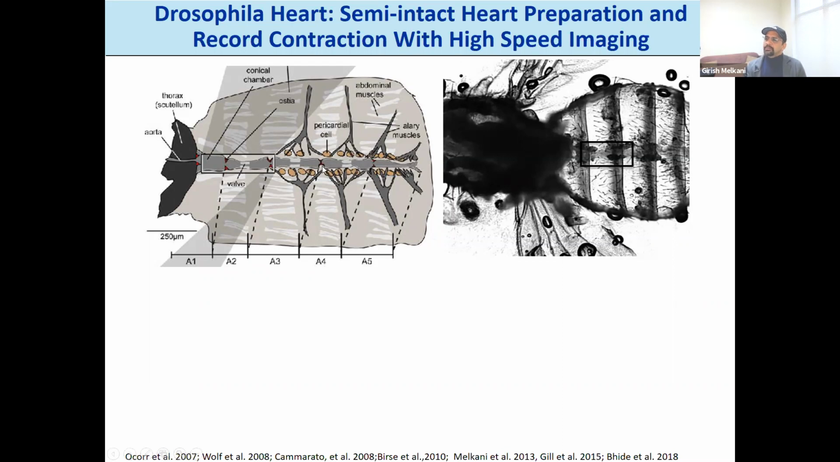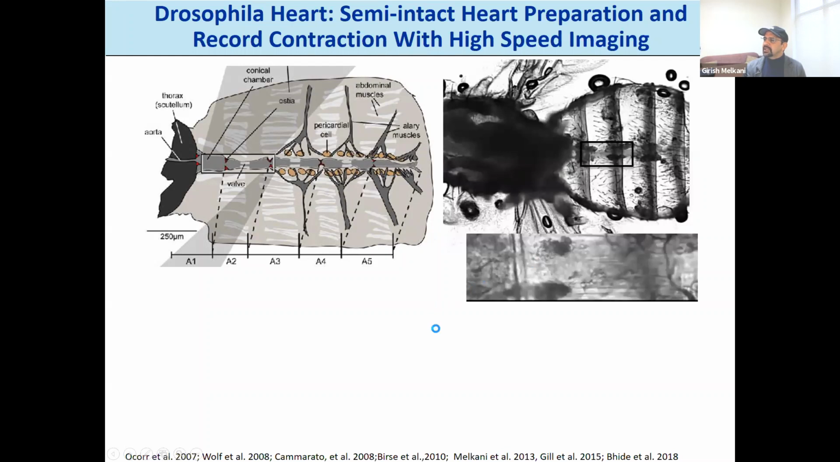So basically, except oxygenation, it has very much the same role. And what we do is we dissect those and expose this heart in artificial hemolymph in the lab. Then with a high-speed video camera, we can record the beating pattern, as you can see in this beating heart. And you can see much better here. You can see these beating patterns and record them.